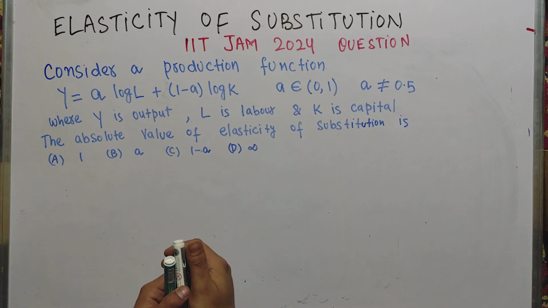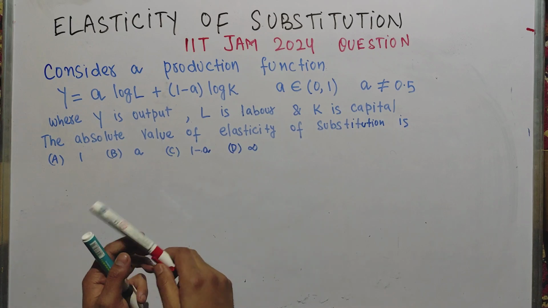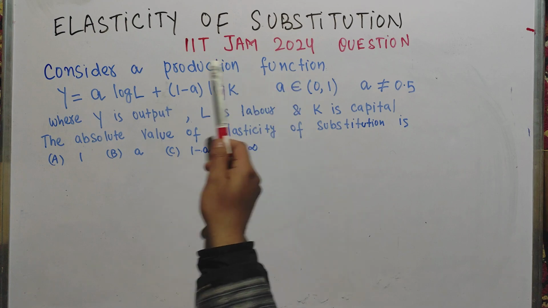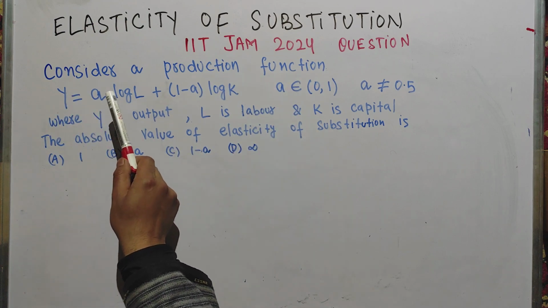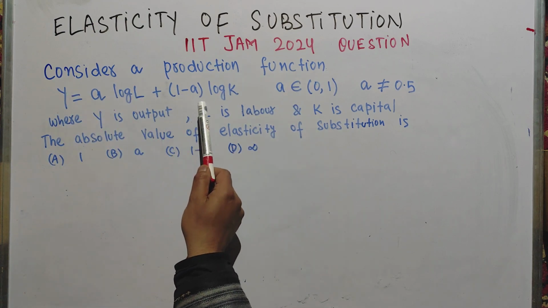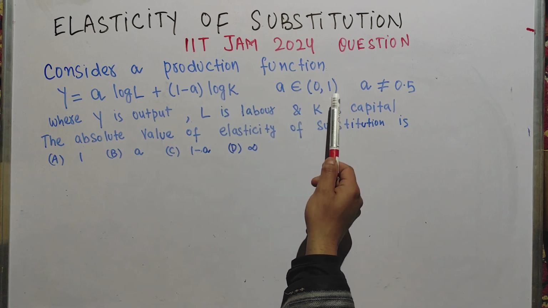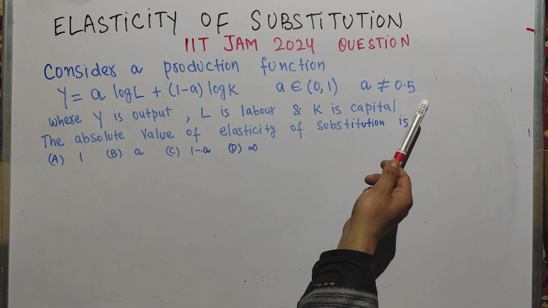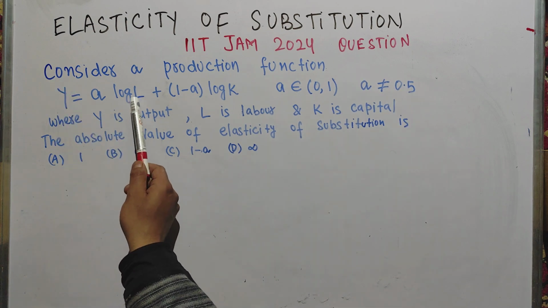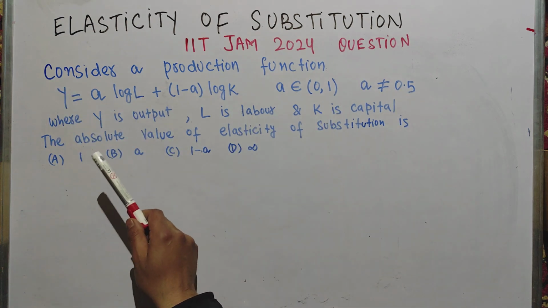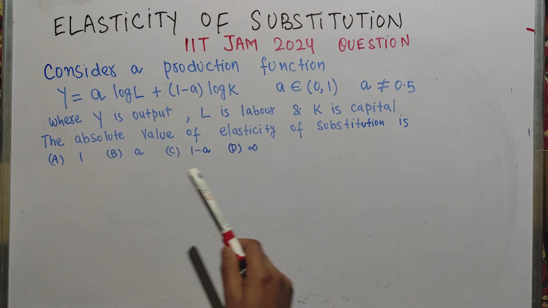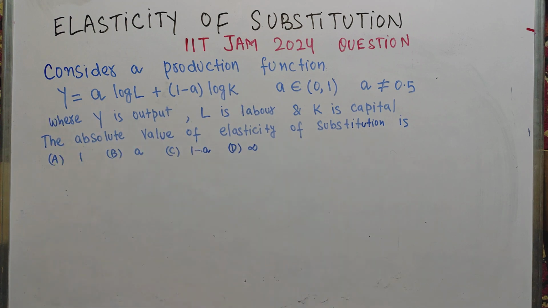Let us solve a question on elasticity of substitution. The question is, consider a production function y is equal to a times log of L plus 1 minus a times log of k. The value of a lies between 0 and 1 and a is not equal to 0.5, where y denotes the output, L is labor and k is the capital. We have to find out the absolute value of elasticity of substitution of the given production function.